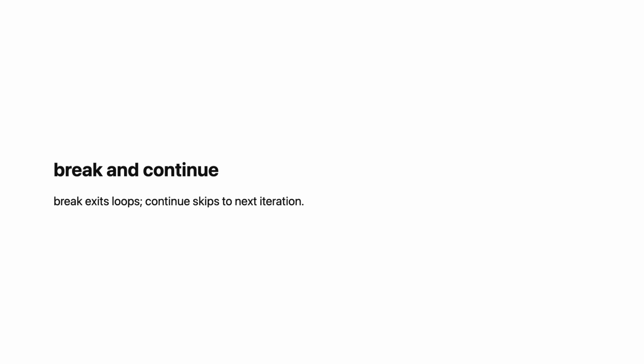For i in 1..10, if i equals 5, break. Println i. This prints 1, 2, 3, 4. For i in 1..5, if i equals 3, continue, println i. This prints 1, 2, 4, 5. Use break when you found what you need and want to stop. Use continue when you want to skip certain cases. These work in while and do while loops as well.